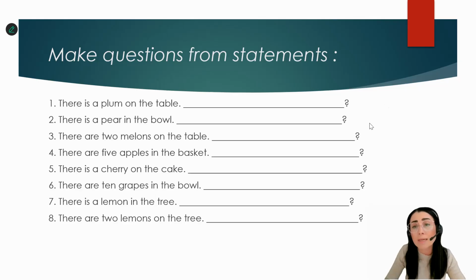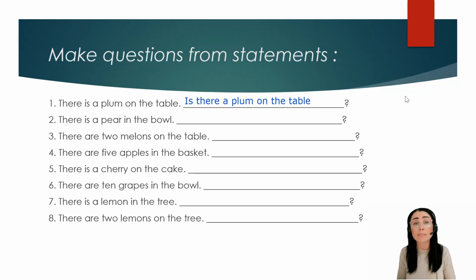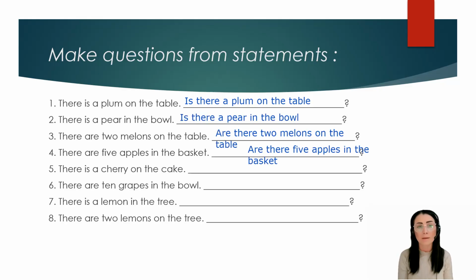Your task is to make a question. I would like to remind you that in order to make a question, we should change there and the verb to be places. So the question will be, is there a plum on the table? Pause this video and do this exercise in writing following the example. Then check your answers.